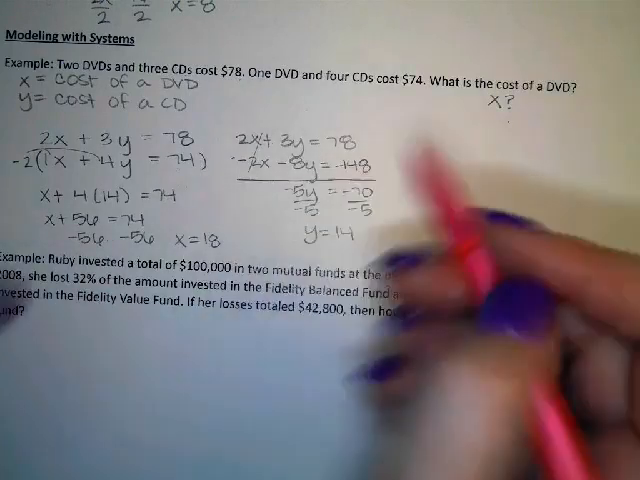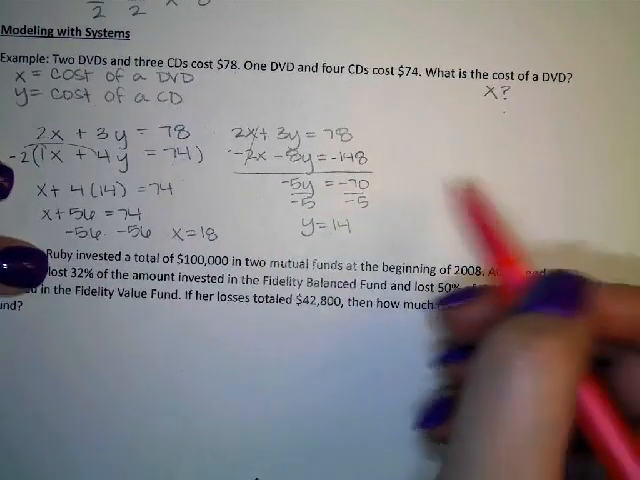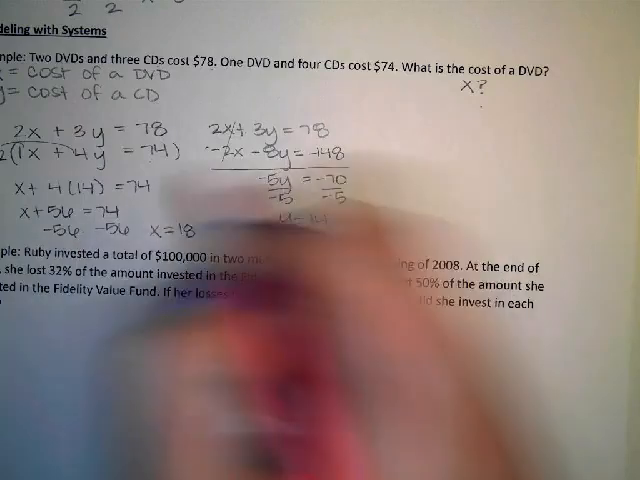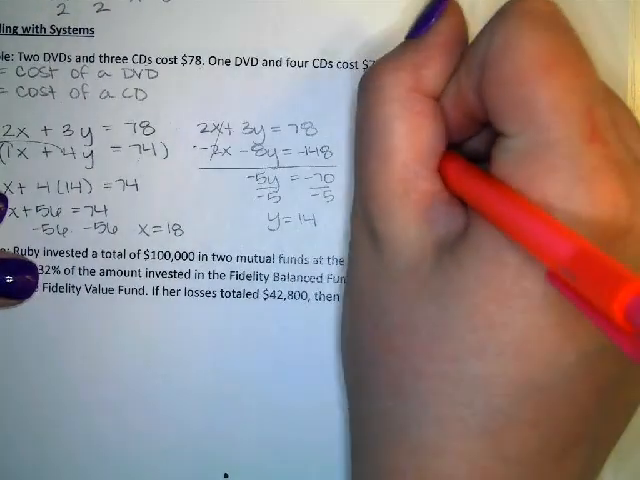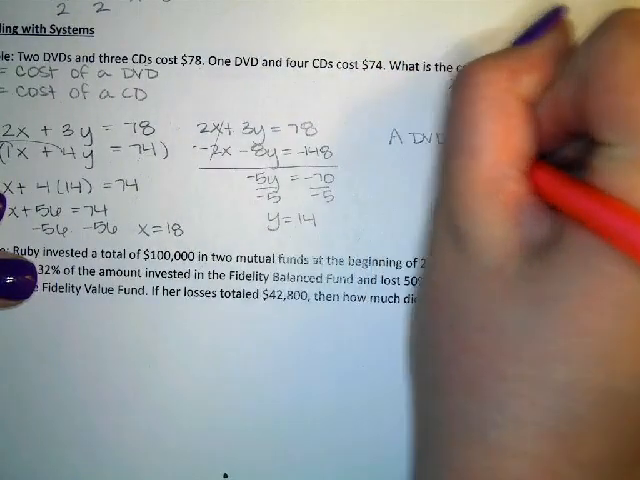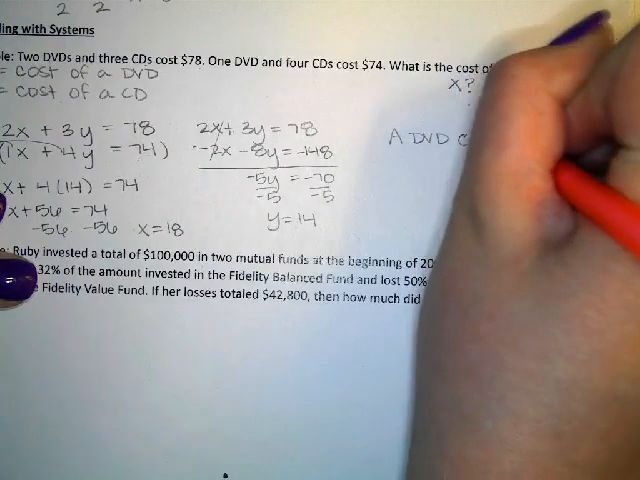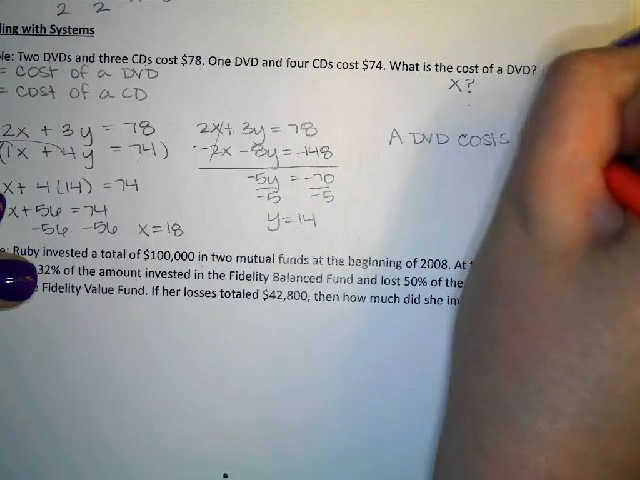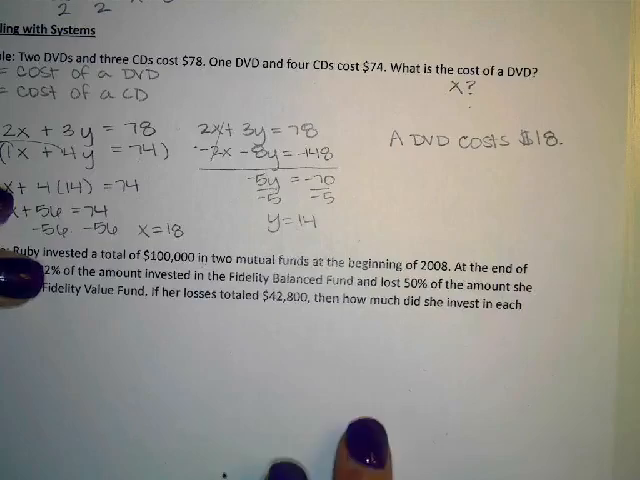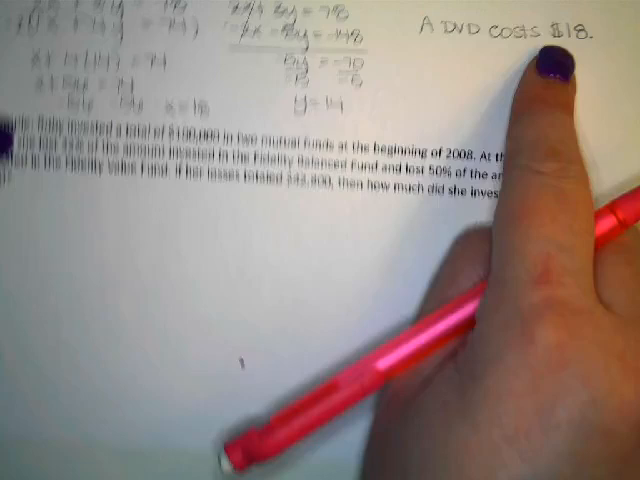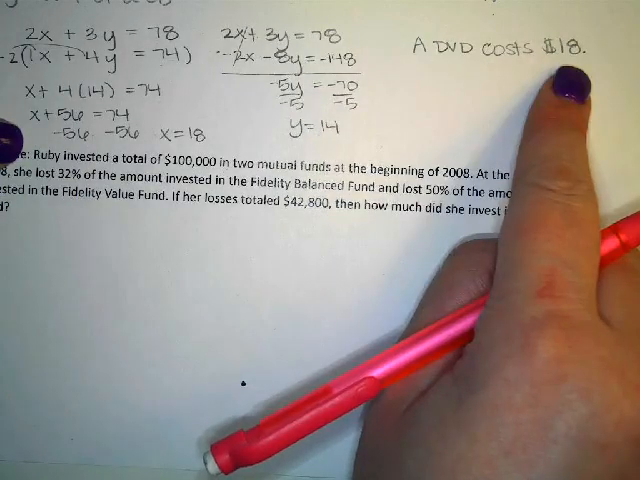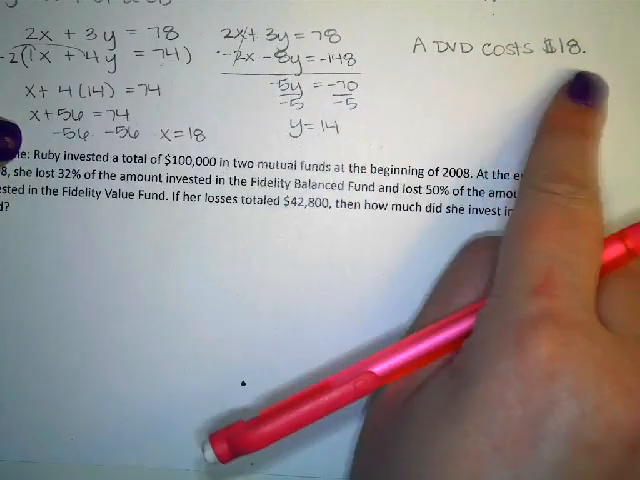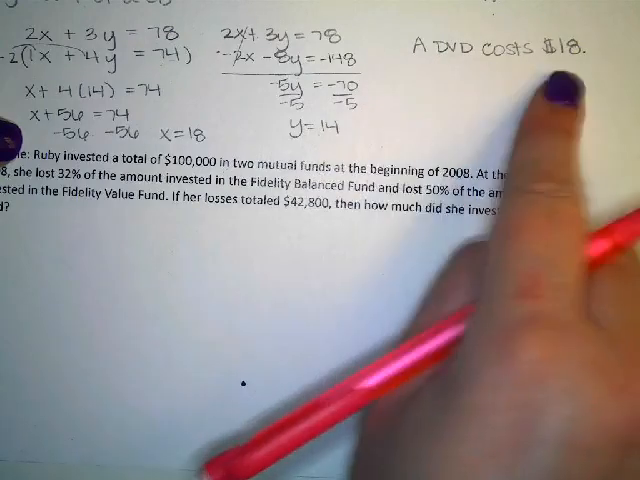So I'm just going to say a DVD costs $18. All right. I'm not looking for a super wordy sentence here, but I am looking for it to be a sentence. So I want to see a capital letter at the beginning and a period at the end, and I want it to be a decent sentence. If you say DVD equals $18, I'm probably going to mark you down for that, to be honest.